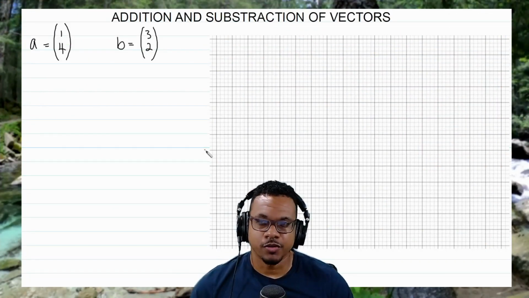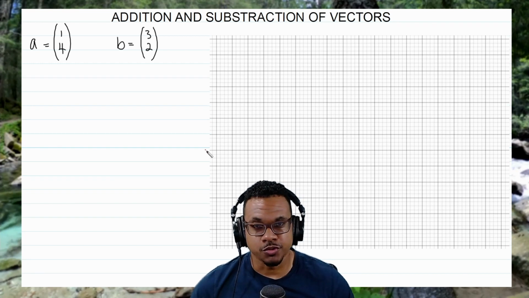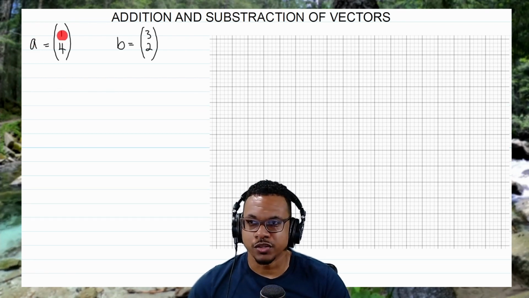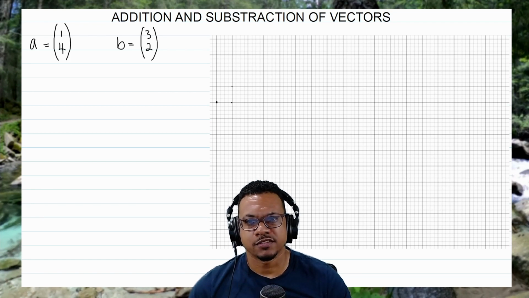In this video, we are going to be looking at the addition and subtraction of vectors, and we'll do so using the triangle law and the parallelogram law. So first I have the vector A, which is (1, 4). That means 1 unit to the right and 4 units upwards. So I'll let the tail of the vector A be here. So 1 unit to the right and now 4 units upwards.